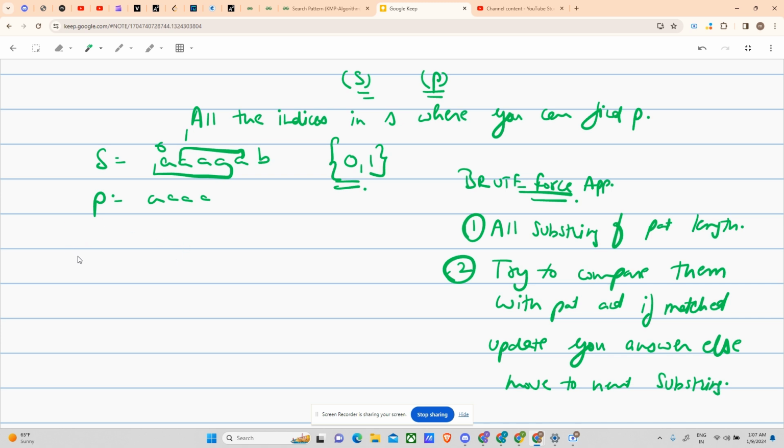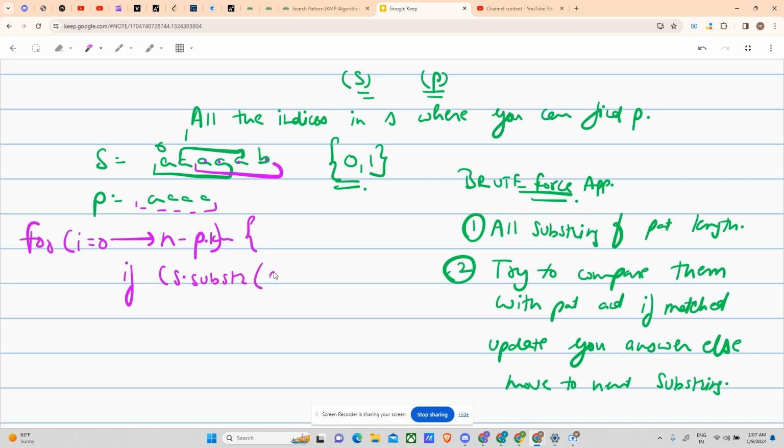How will this work? The pseudocode will look something like this. For i going from 0 up till, as you can see, I've got a length of 4, so for 4 length I have to stop here. That is n minus 1, 2, 3, 4, that is n minus pattern length. If s dot substr, I'm using the substr function, from i up till pattern dot length equals pattern, in that case answer dot push_back i. All right, this will be your pseudocode.